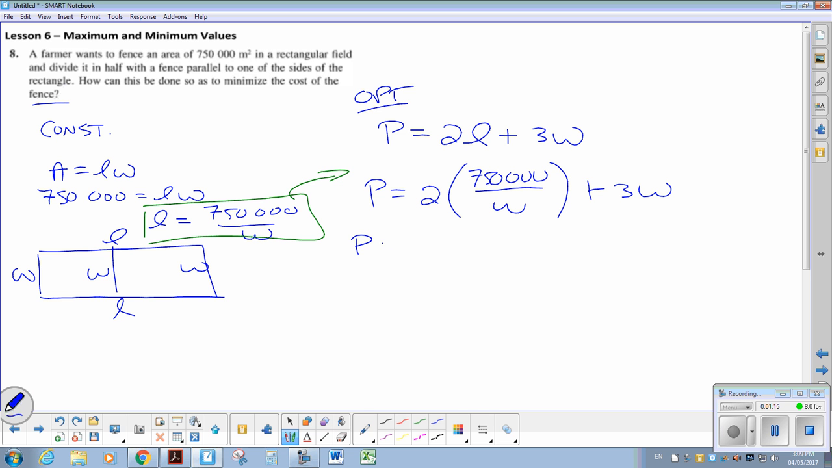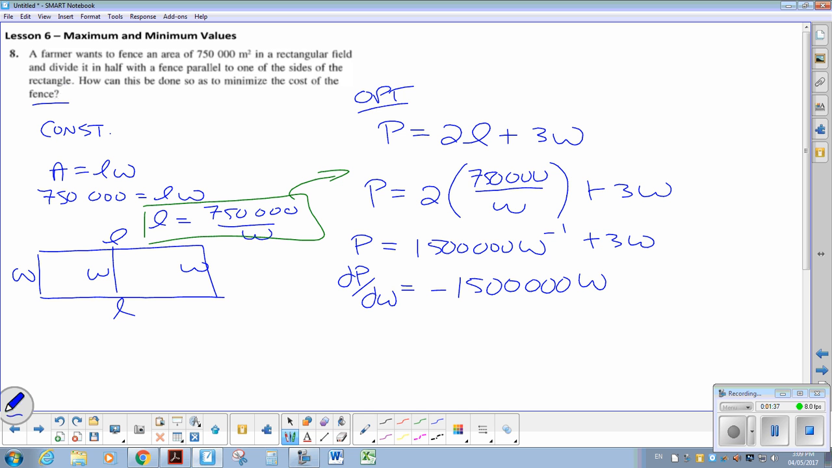So perimeter would equal 750,000, let's double that. So that's 1.5 million W to the -1 plus 3W. We take the derivative of perimeter with respect to width. So now it's negative 1.5 million W to the -2. Oops, and the last one will be plus 3.